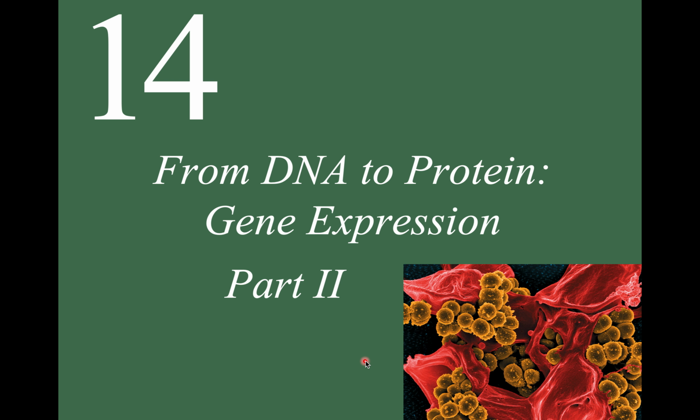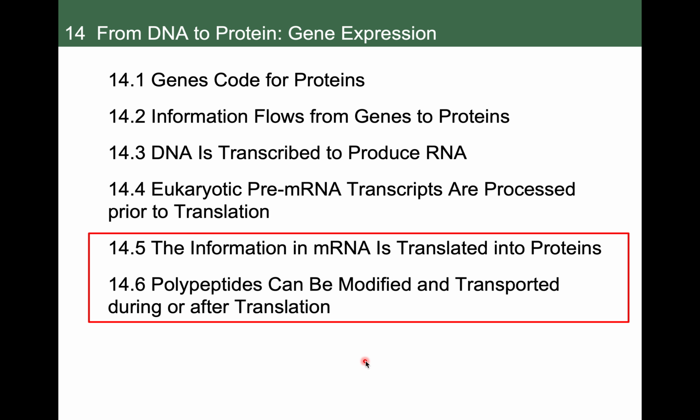All right, in this video we are going to finish up our discussion of chapter 14, which was all about gene expression. And remember, in the first half we talked about information flowing through that central dogma from DNA to RNA to protein, and we talked about the process of transcription and RNA processing. And so today we're going to focus on the second half, which is translation. And then we'll talk just briefly at the end of the chapter about some modifications that might have to happen to polypeptides after translation in order for the proteins to actually be biologically functional.